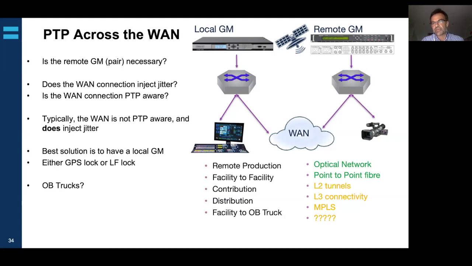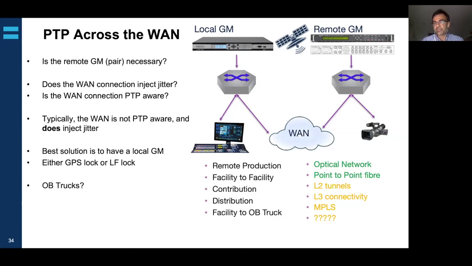Do I need a GM in both of them? And the answer really is yes, you really should do. The WAN, you may well know what your WAN is. It may well be an optical network. It may be point-to-point fiber. It may be something with no jitter that you've got complete control over. In that case, that's absolutely fine.